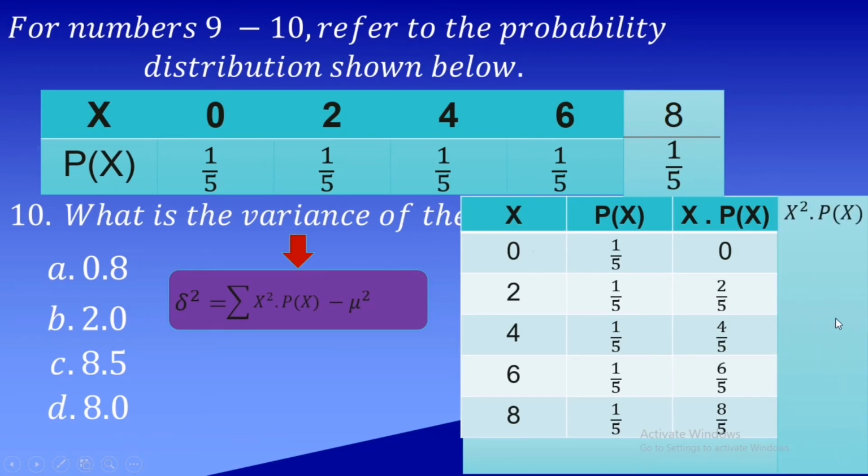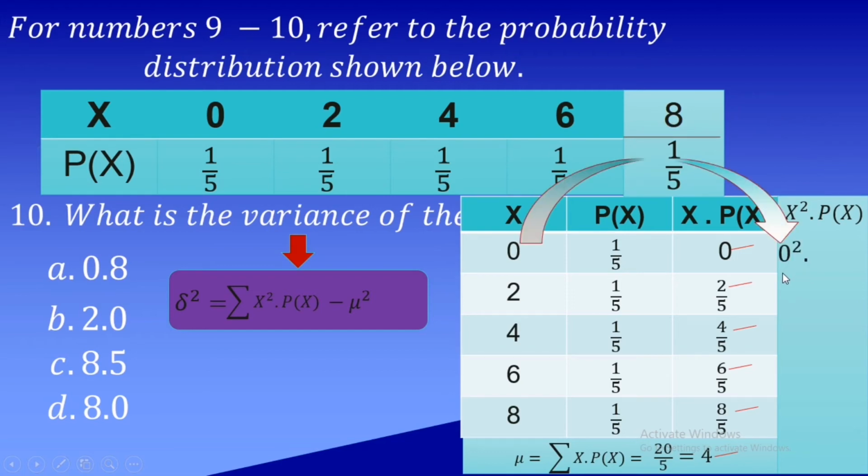So, we have x times p of x: 0 times 1 is 0, 2 times 1 is 2 over 5, 4 times 1 is 4 over 5, 6 times 1 is 6 over 5, 8 times 1 is 8 over 5. So the summation here, we get the sum, that would be our mean. 20 over 5 is equal to 4. And we are looking for the variance, so we find the summation of x squared times p of x.